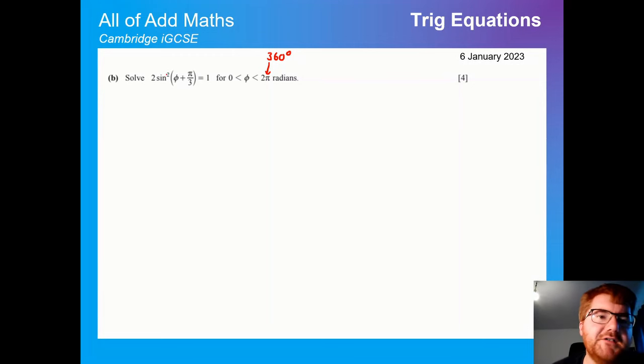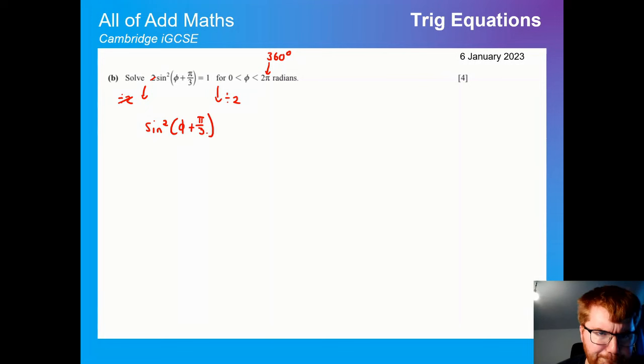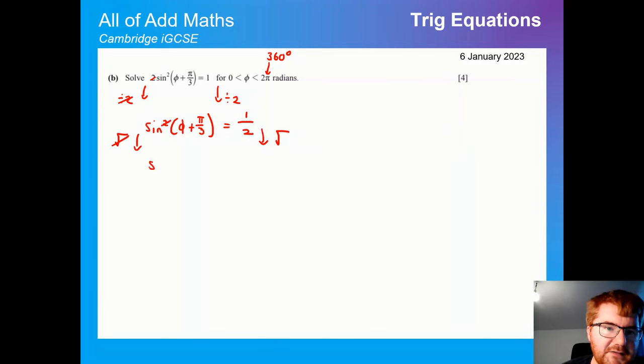Now, first of all, we want to make essentially phi the subject, but it's going to take a little bit of time. The first thing we're going to do is divide by 2 on both sides. That cancels, leaving us with sine squared of phi plus pi over 3 is equal to a half. Now, what's the opposite of squaring something? We're going to square root both sides. So we have to be very, very careful. This cancels, leaving us with sine of phi plus pi over 3.